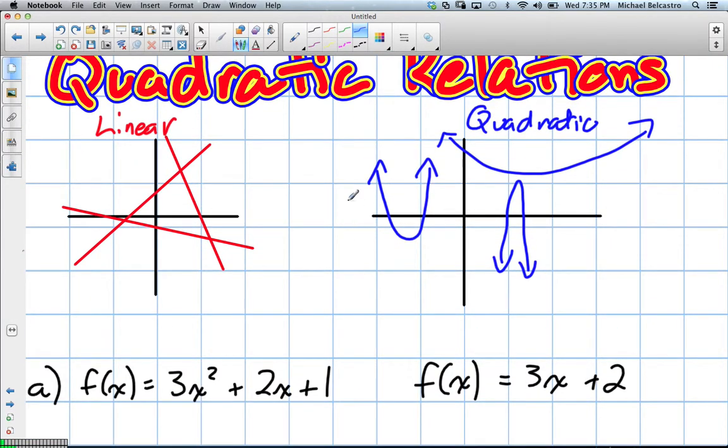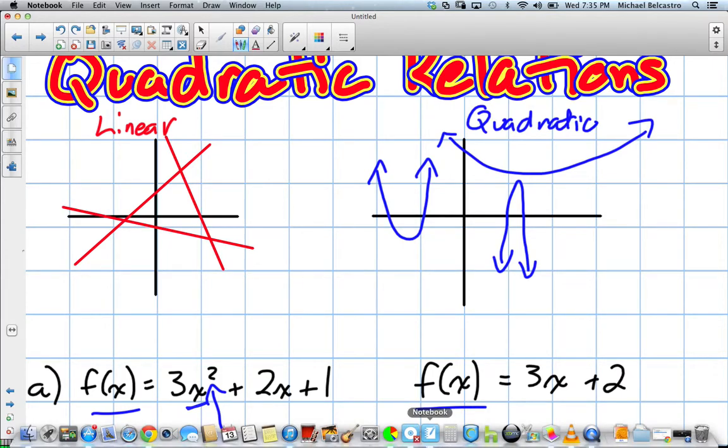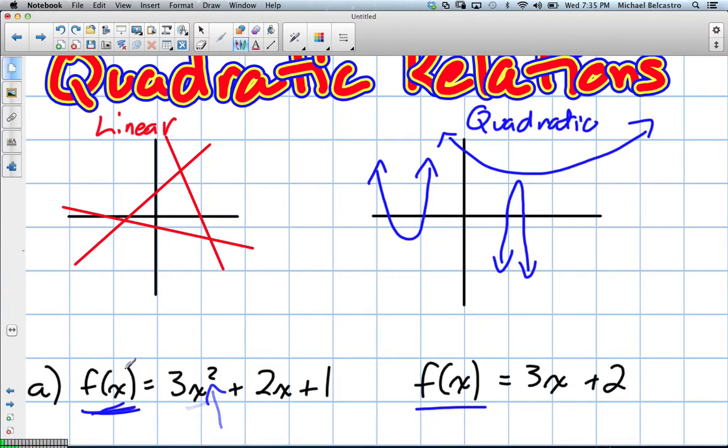When looking at equations, we always look to the variable of the highest degree. So I have two different functions here. Now I know you probably hadn't seen f of x before. Do you remember seeing that? This is just function notation. It essentially stands for what our y is. Okay. In this one, I have two variables.